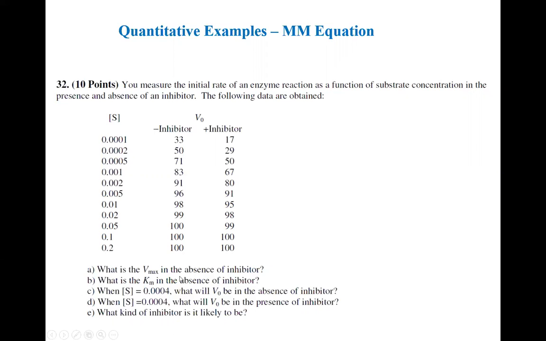So Km in the absence of inhibitor: 100 is the Vmax. So where is half of that 100? Keep going. I see 50 right there. Half of Vmax is right there. So what is the substrate concentration at that half of Vmax? That turns out to be 0.0002. So therefore the Km is 0.0002 unit, right?